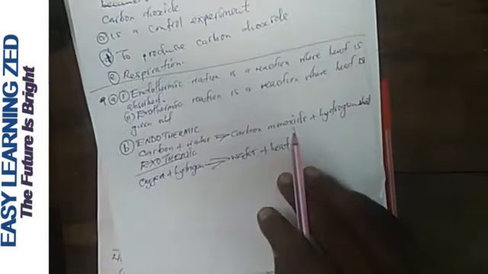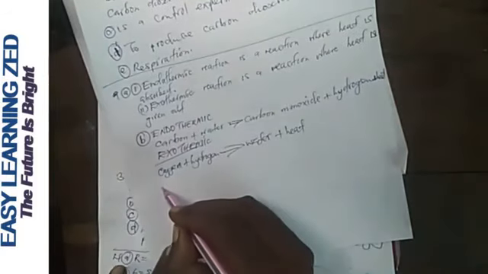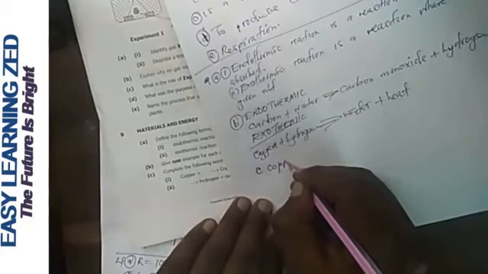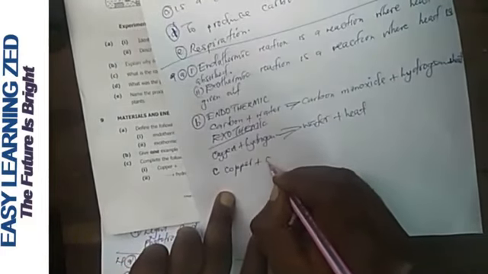Okay, alright, let's go to question number C. Question C is complete the following word equation. We have copper plus oxygen, which will give you copper oxide.